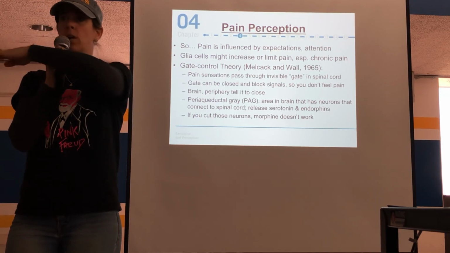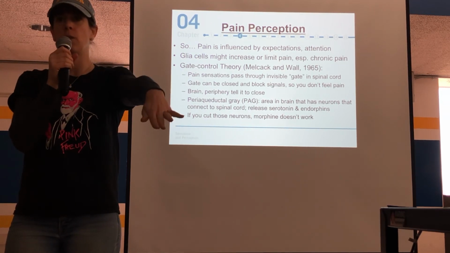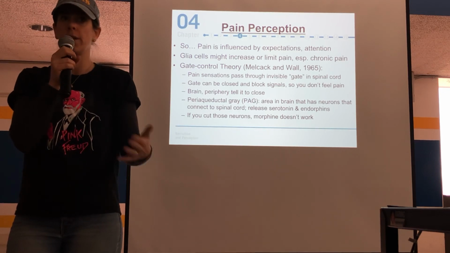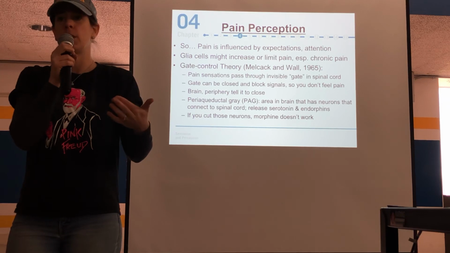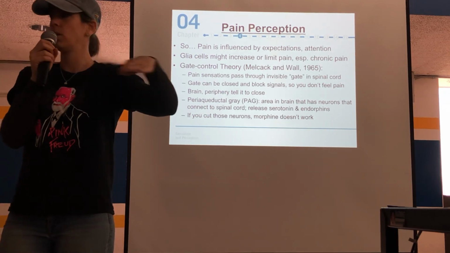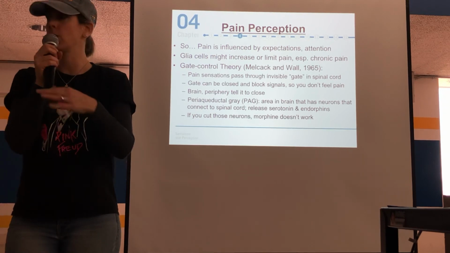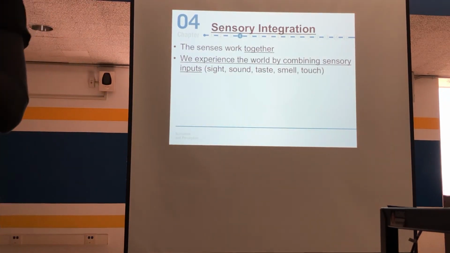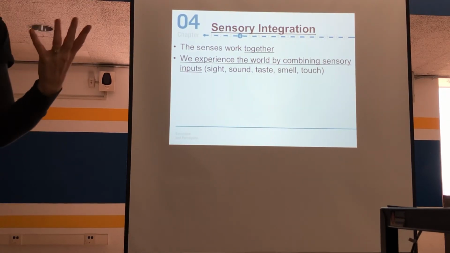If you cut the connections leading up to the periaqueductal gray, what happens? Your endorphins don't work, or you don't feel them work. So cutting that area would increase pain perception. Remember we said morphine doesn't work if you cut that area? Okay. So all in all, the senses work together to create our experience of the world.